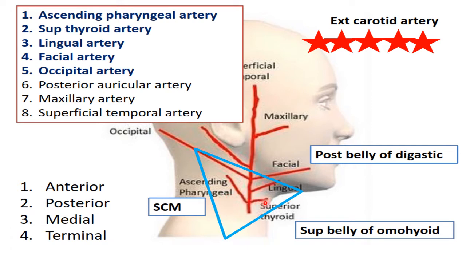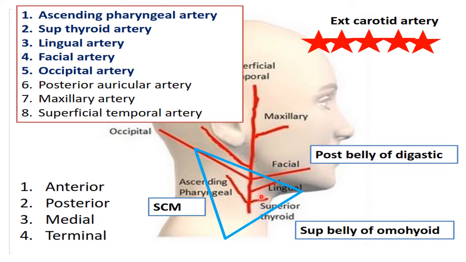So the three branches which are coming from anterior, they are superior thyroid artery, then above it lingual, above the lingual facial. Sometimes the lingual may have a common trunk along with the superior thyroid artery. Sometimes this lingual artery is having a common trunk along with the facial artery. So that's how the three branches may have the common trunk, or sometimes they may arise individually.